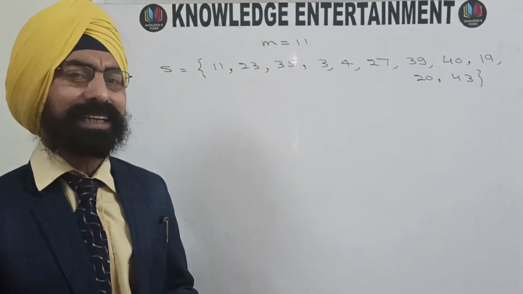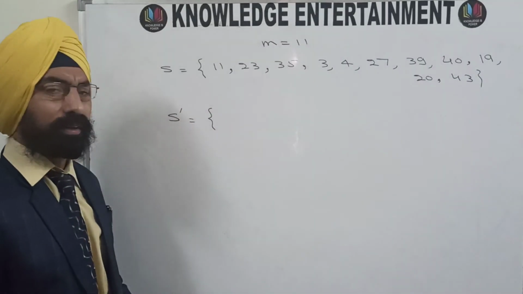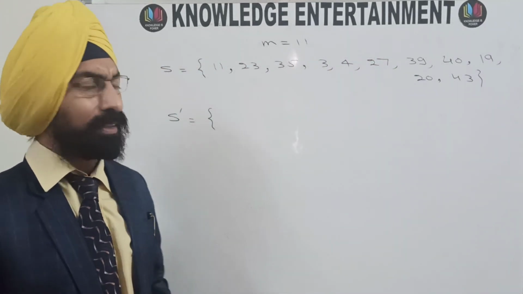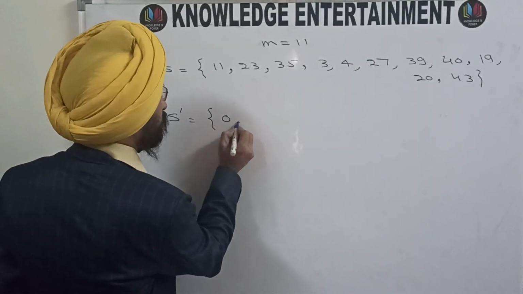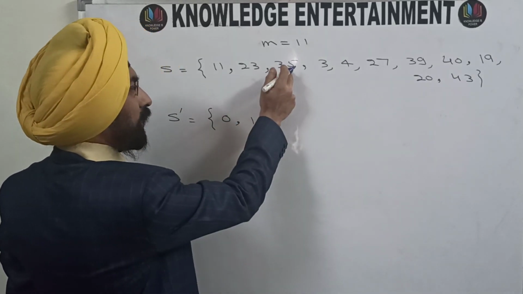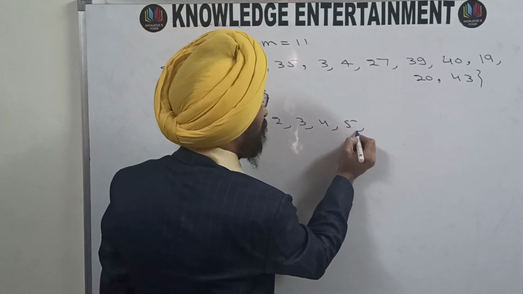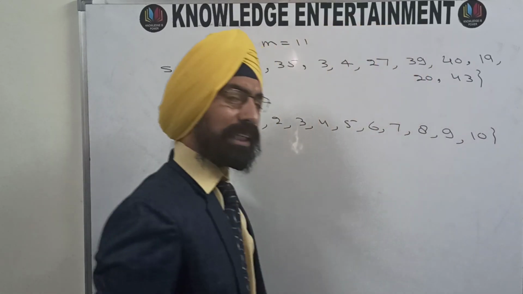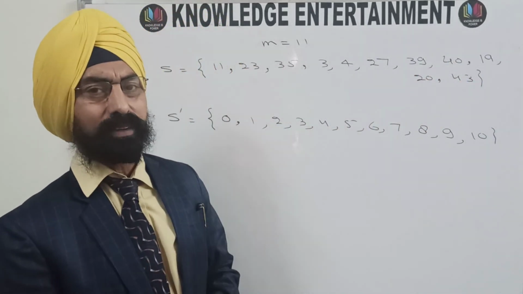I am going to construct another set. Let it be S dash. What I am going to do now, I will divide each of these elements by 11 and write the remainders only. 11 divided by 11 and remainder will be 0. 23 divided by 11, remainder will be 1. 35 divided by 11, remainder will be 2. Similarly, you will get 3, 4, 5, 6, 7, 8, 9 and 10. So these will be the remainders obtained when you divide these quantities by 11.